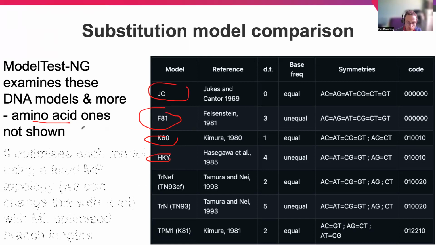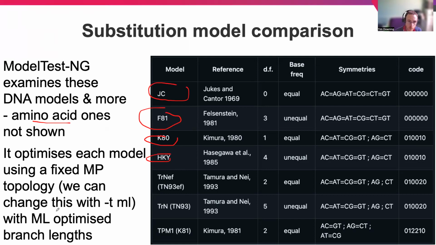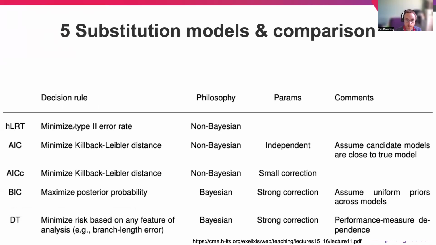And for each model, it's looking at a fixed maximum parsimony topology, but we can use maximum likelihood in this as well, which might typically be more preferable. So its criteria are based on these different factors. The likelihood ratio test is based on minimizing type 2 errors. The AIC approach is for minimizing the Kullback-Leibler distance. The AICc model is based on the same thing. BIC is a Bayesian approach based on maximizing the posterior probability. And then we also have decision theory as well.